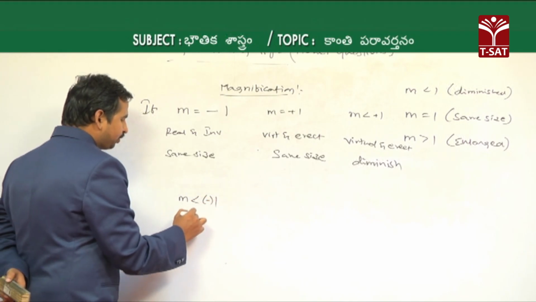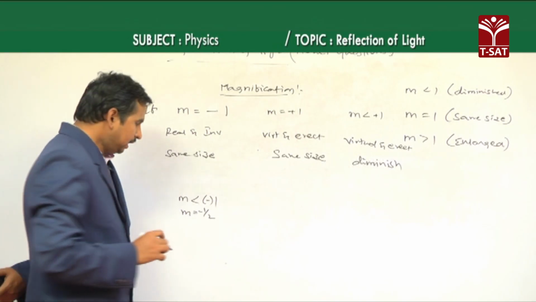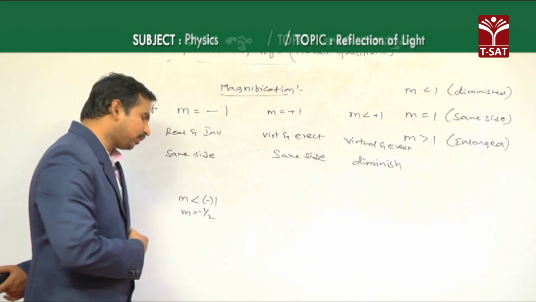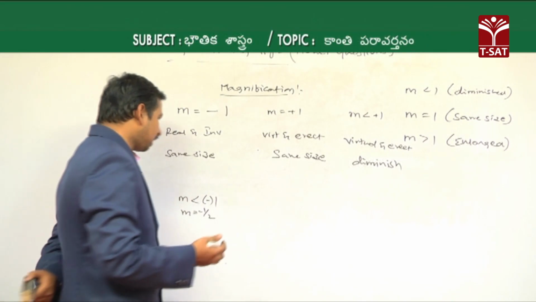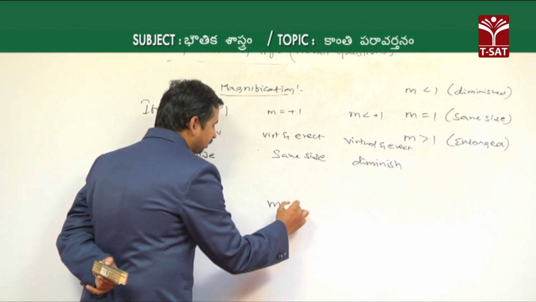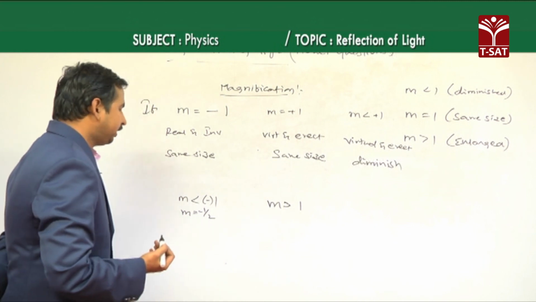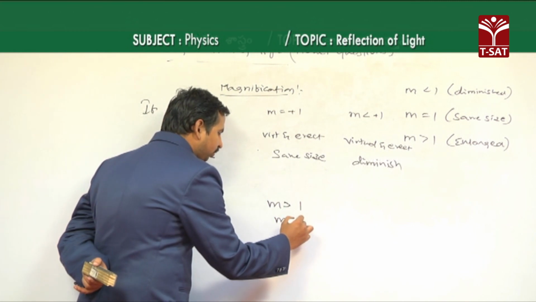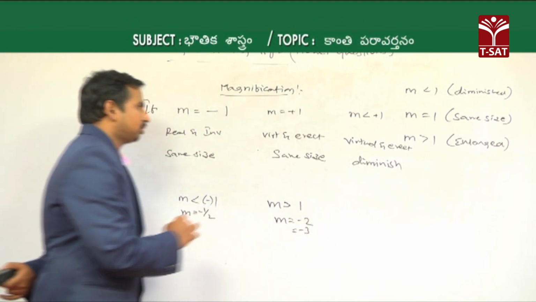Example, m is equal to minus 1 by 2 like this. Okay. So m actually is less than 1, which is half, but the sign given is negative for that. Or in some cases we have an m value which is greater than 1 only, but with negative values, we are getting m is equal to minus 2, minus 3 like this. Okay.